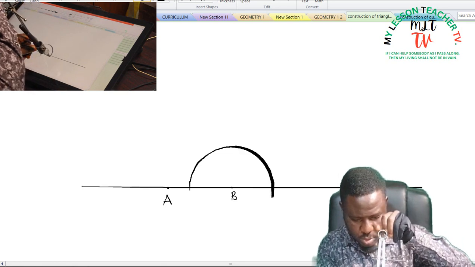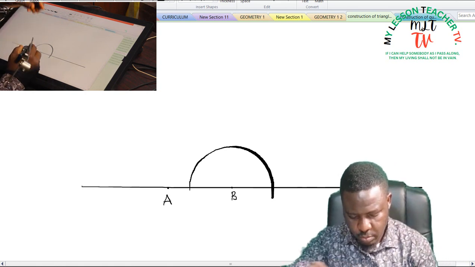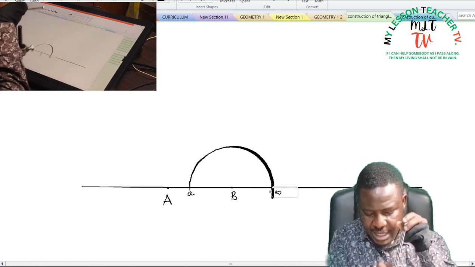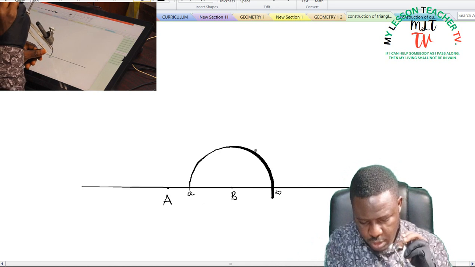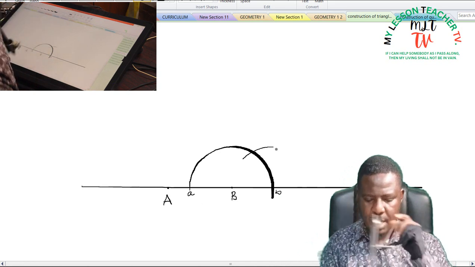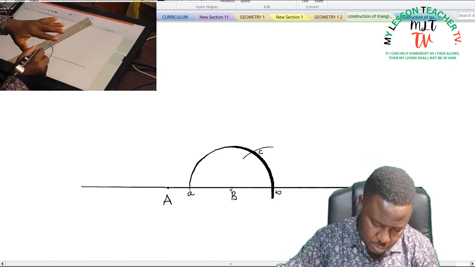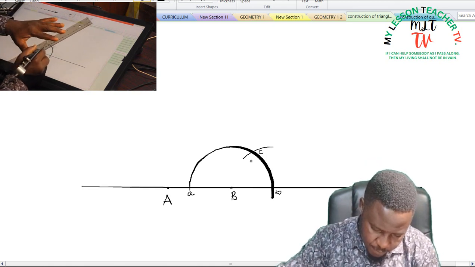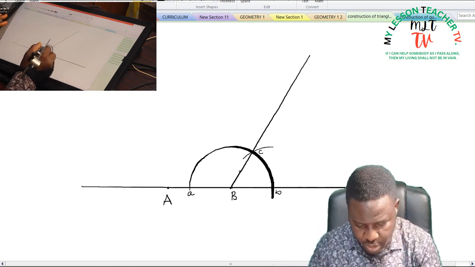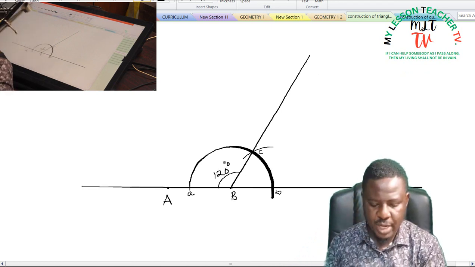Okay, and you call these points small letter a and b. With small letter b as center, with that same radius, you construct an arc, call this point C, and you join BC. So this is 60 degrees, while this is said to be 120 degrees. So this is how to construct 120 degrees.